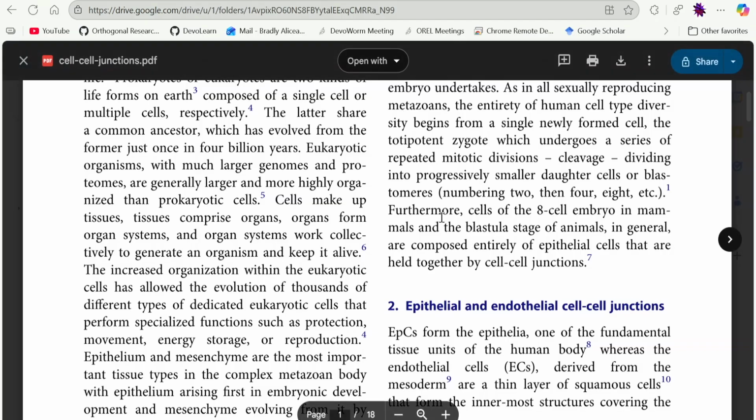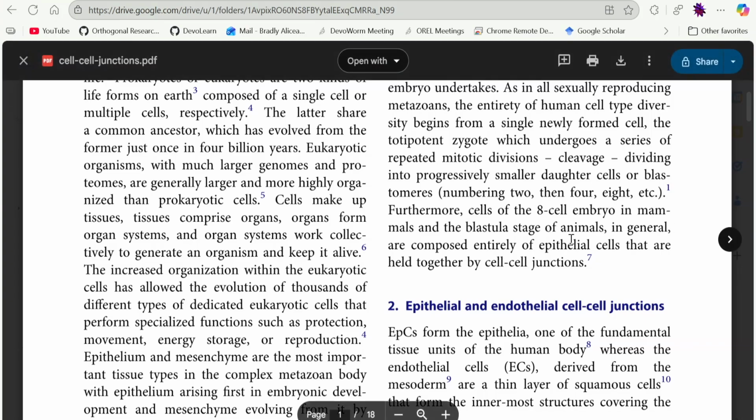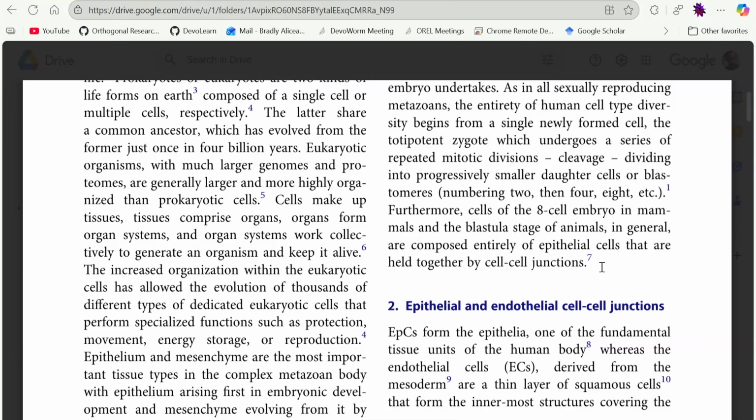Furthermore, cells of the 8-cell embryo in mammals and the blastula stage of animals in general are composed entirely of epithelial cells that are held together by cell-cell junctions. So this is, again, talking about holding the cells together into these sheets that form organs and tissues. And we need these kinds of junctions to perform that sort of function, that intercellular function.